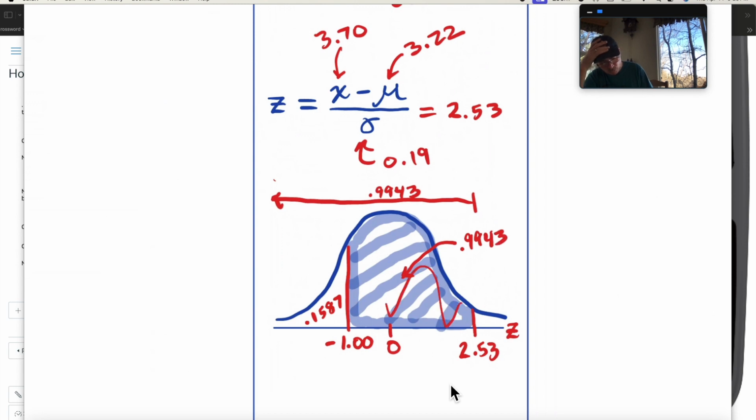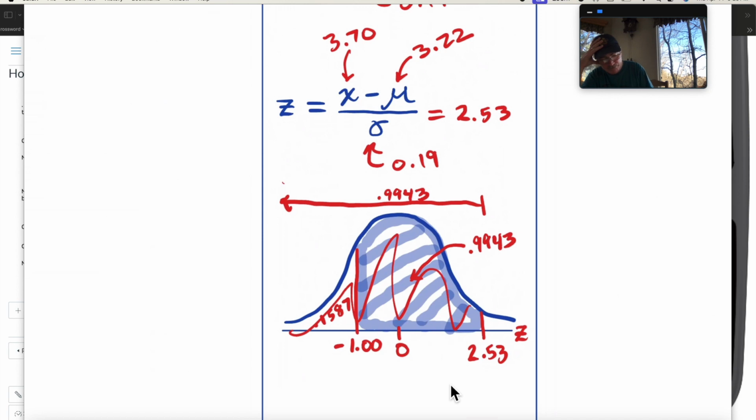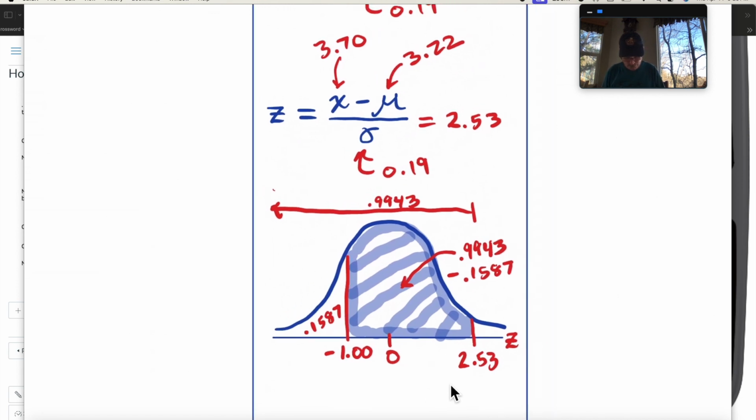Okay, that whole area. And then I need to subtract out this 0.1587 area on the left. So minus 0.1587. Okay, so that is what I need to do.